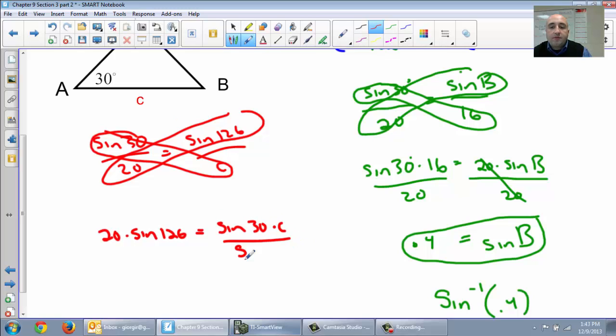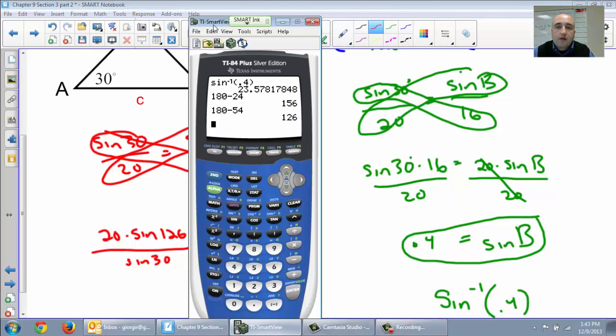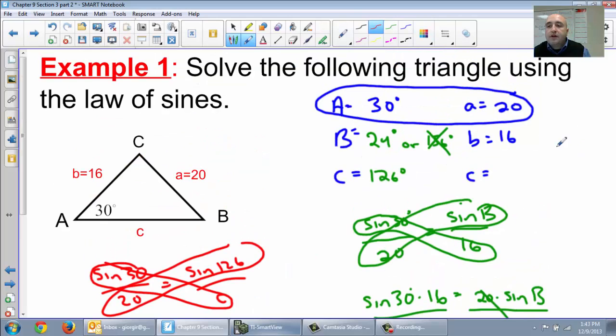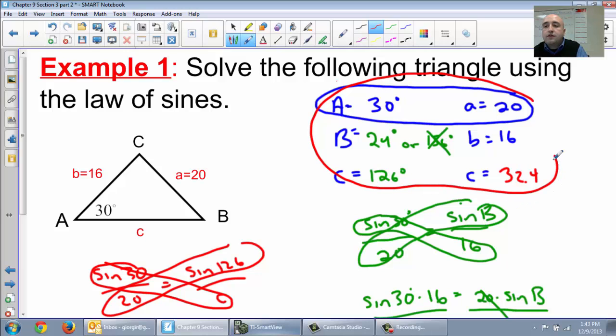How do I get c by itself? I'm going to divide by sine of 30. So c is equal to, on our calculator, 20 times sine of 126, divided by sine of 30, equals 32.36. Let's just round it to one decimal place, 32.4. So going back up to here, our C is 32.4. And there are our 6 answers.